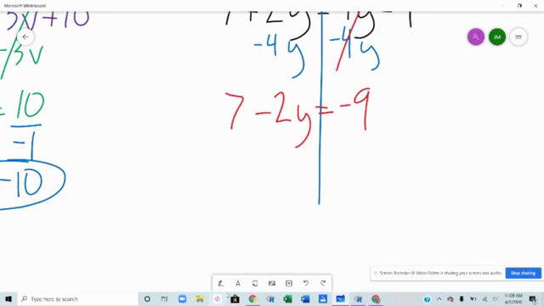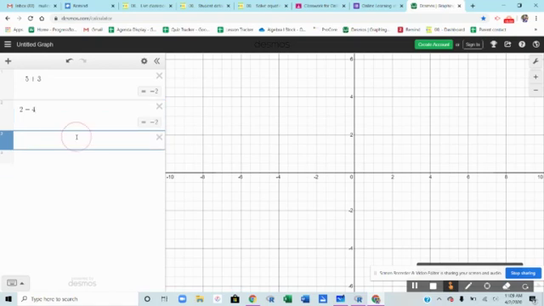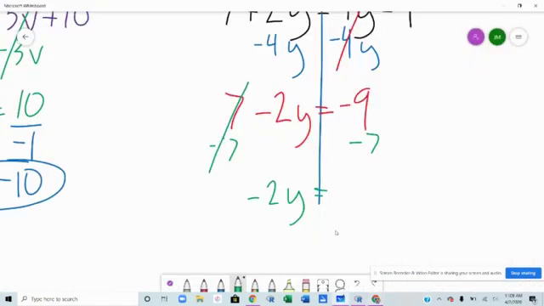After you move the variable, we need to get rid of our constant. So if we look over here on our side with our variable, we have a 7. Notice that the 7 is positive, so you should subtract 7 from both sides. Your 7 minus 7 is gone. You still have negative 2y equals negative 9 minus 7. Negative 9 minus 7 is negative 16.